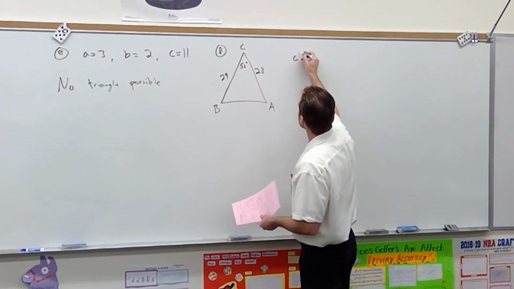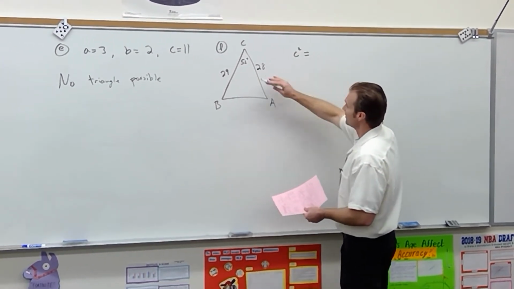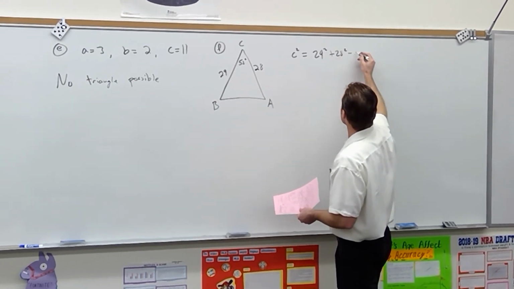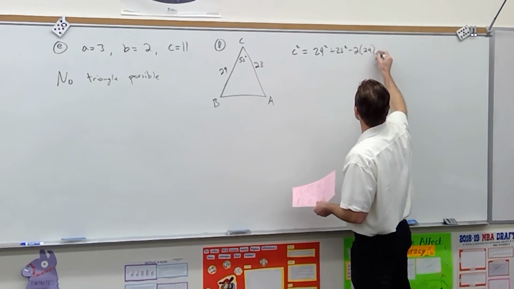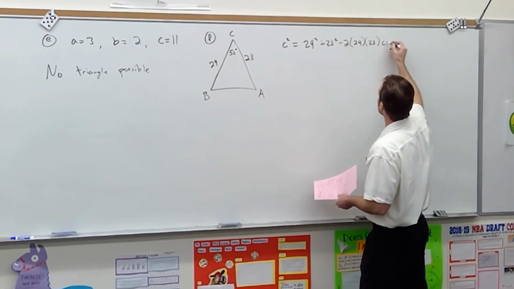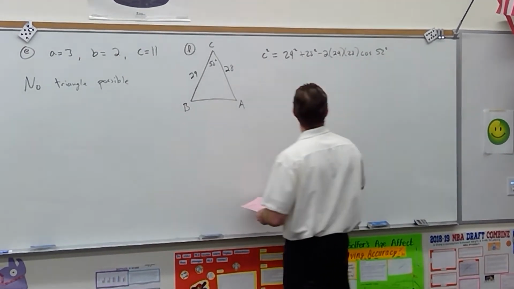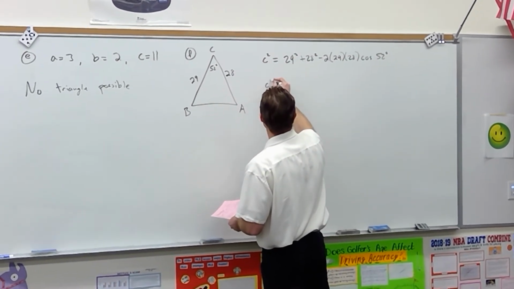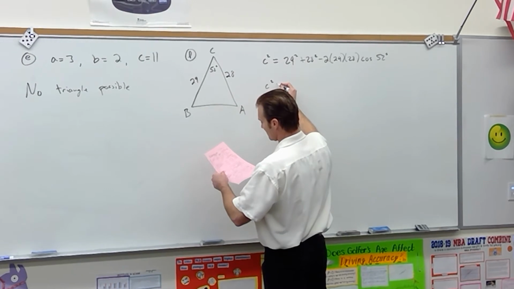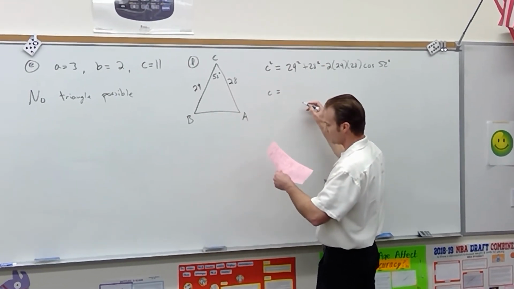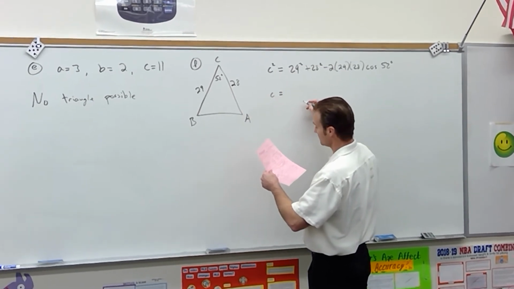So C squared equals sum of the square of the other sides minus 2 times the product. And the cosine of, in this case, 52 degrees. Solving. That should be much straight for C. You don't have C squared, so C equals, wow, 25.